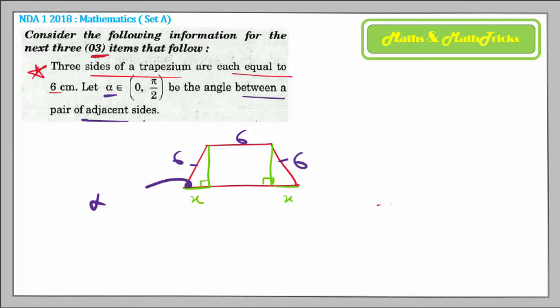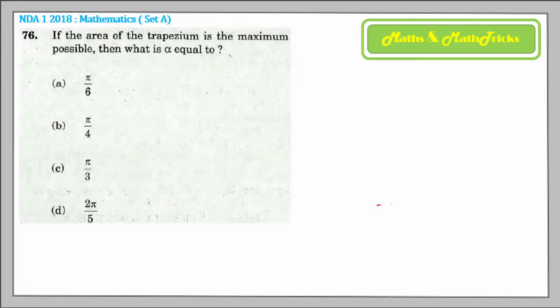Alright, so what is asked? Come on to the question. We are first of all asked what is the value of alpha, keeping in mind that the area of the trapezium is maximum possible. Now, first we have to work out the area of the trapezium to utilize this condition. Isn't it the maximum criteria of the area? So what is the area?